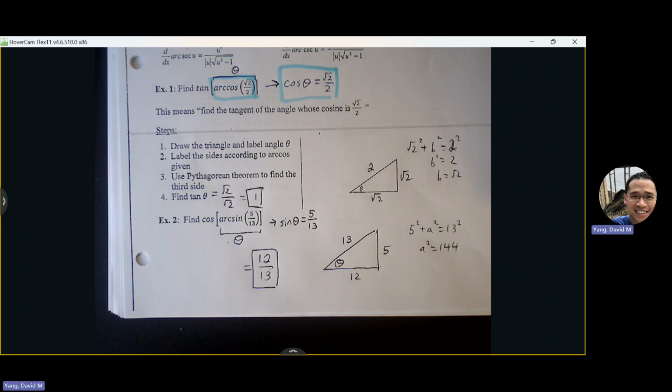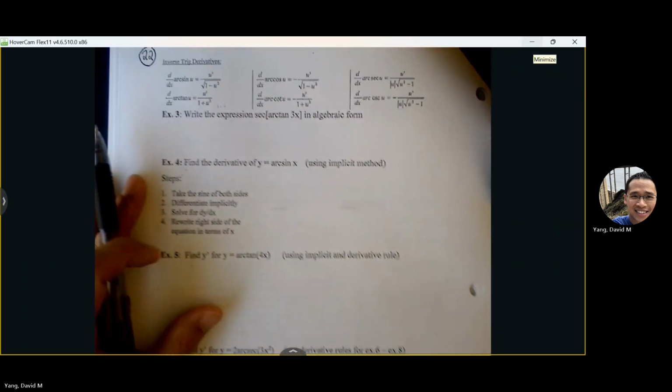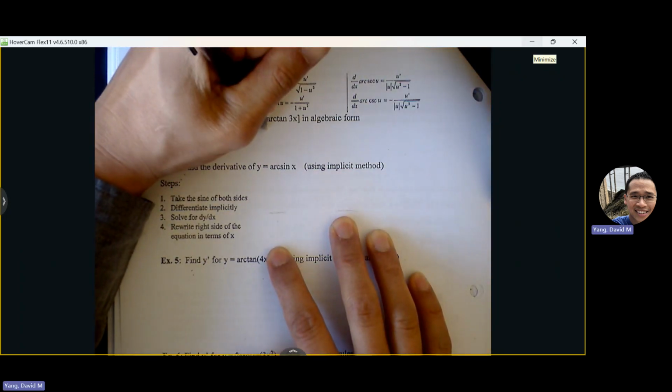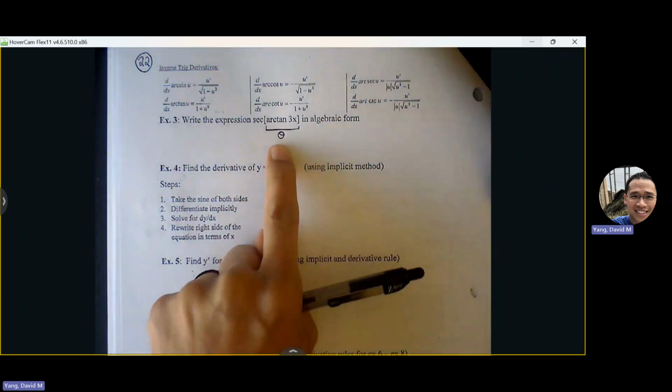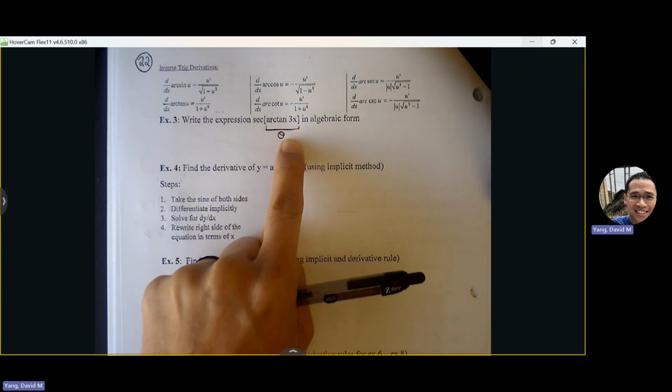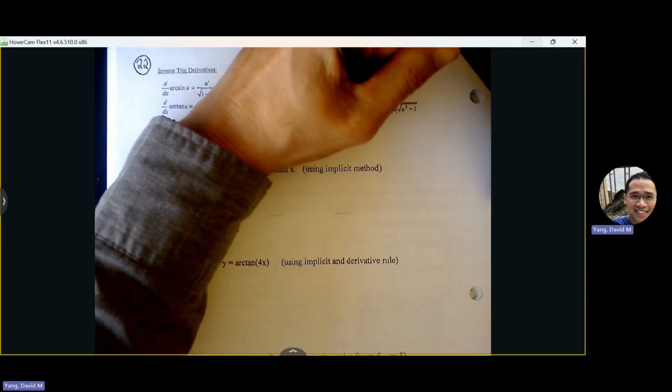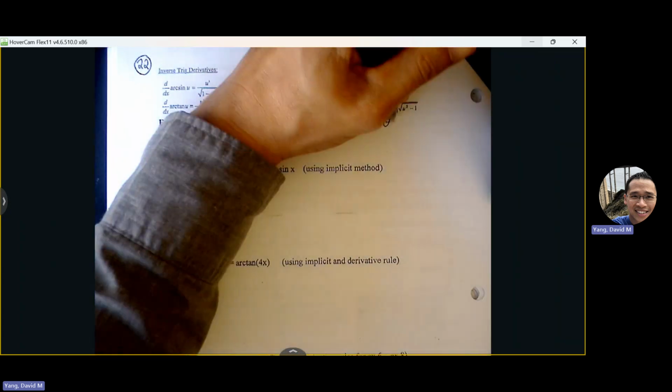Now, in the same way, we can also do this type of scenario when there are variables involved. Okay. So example 3, write the expression secant of arc tangent of 3x in algebraic form. So much the same way, understand that whatever is inside that set of brackets represents theta. And if we say theta is equal to arc tangent 3x, that's another way of saying, let's create a triangle where tangent of theta is equal to 3x.